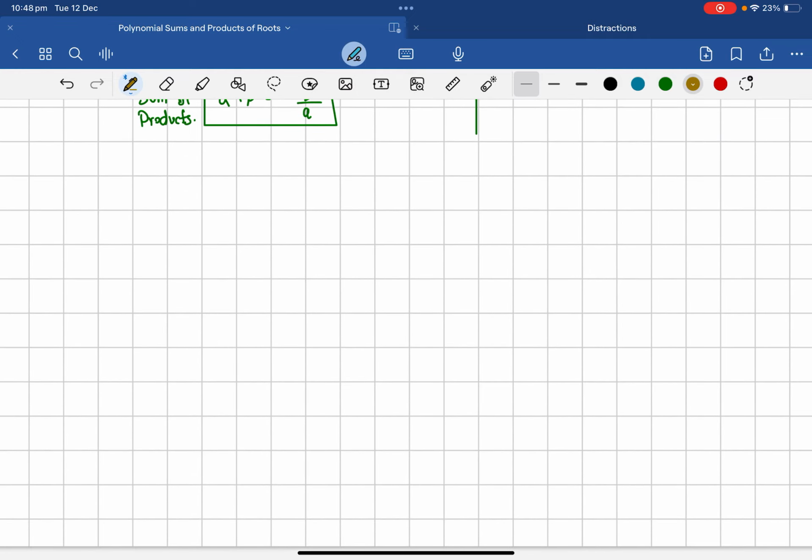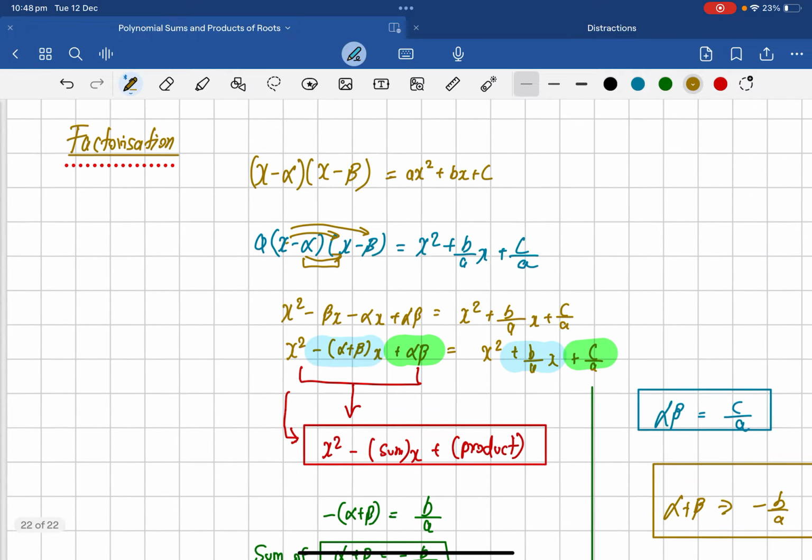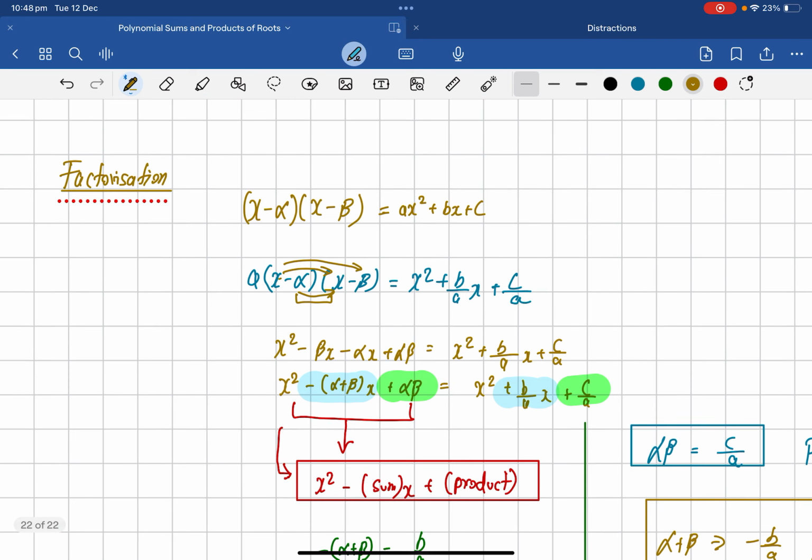Okay? Simple. Now, this method, I would call it more of a black magic method actually, because if you look at it, where do you get the alpha and beta from?